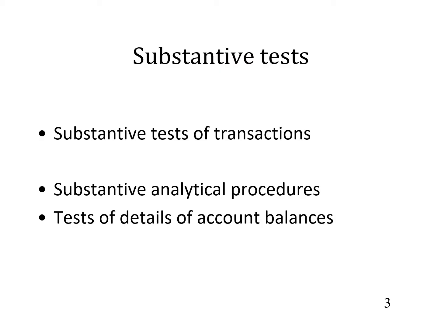We've got substantive tests of transactions, substantive analytical procedures, and tests of details of account balances. We already talked about substantive tests of transactions. That was the vouch and trace project earlier in the quarter. Yesterday we tried to put it in perspective that we would do a dual purpose test. While we held that sample of 10 invoices, shipping documents, and sales orders, we would test the controls first to see if they were following the procedures that they said they had in place.